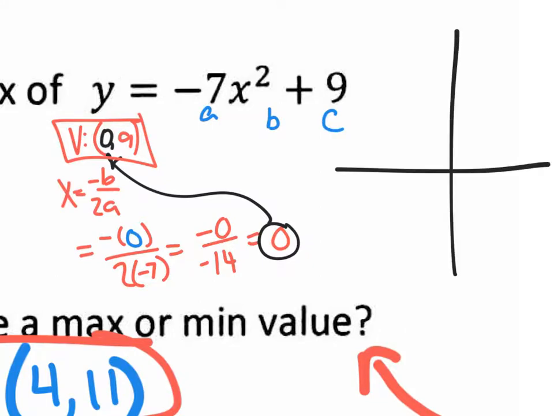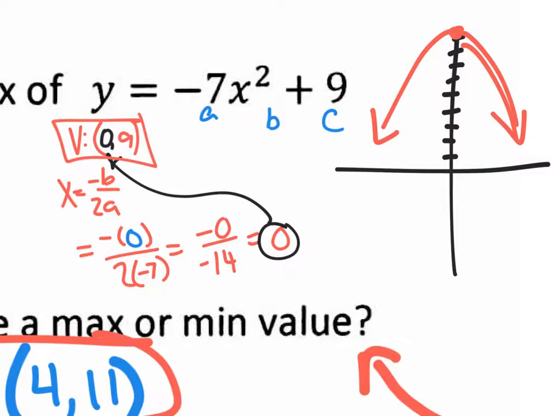(0, 9), 1, 2, 3, 4, 5, 6, 7, 8, 9. It's way up here. So there's my vertex, and I know it's opening down, so just to make a quick sketch, that's what it looks like. Oh, that's ugly. But that's what it looks like: the parabola opening down from that max value (0, 9). And they want us to state the domain and range. So what's the domain for this parabola?